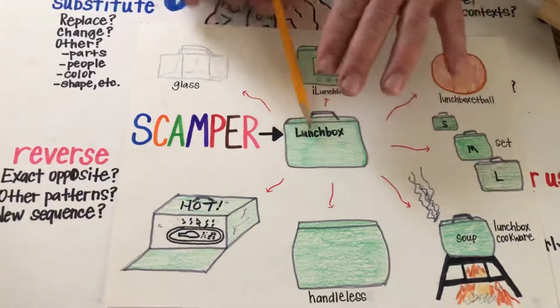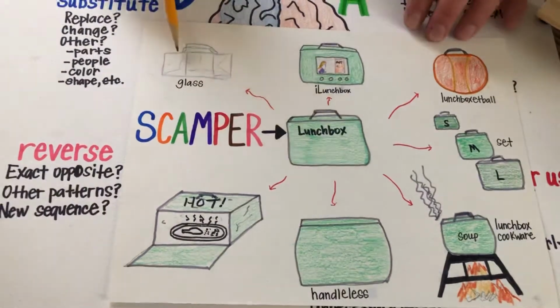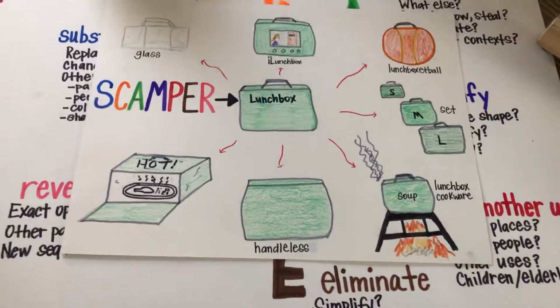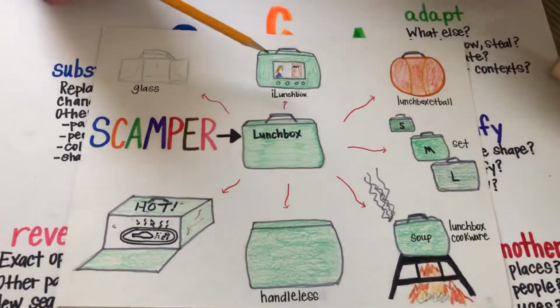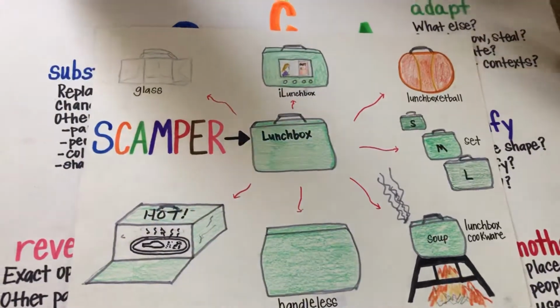First of all, we would take a normal lunchbox and say, what can we replace, change? Are there other parts and materials? How about a glass lunchbox? That would be really cool. Let's go up to combine. What parts can we combine? What about an iLunchbox that combines an iPad with the lunchbox? So we have an iLunchbox.